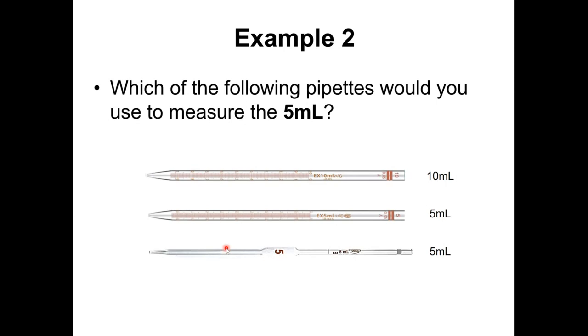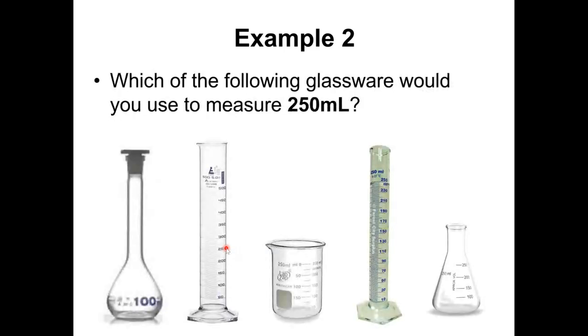So what about measuring the 250 milliliters? Well, that's what you have available now. You have a 100 milliliter volumetric flask, a 500 milliliter graduated cylinder, a 250 milliliter beaker, a 250 milliliter graduated cylinder, and a 250 milliliter Erlenmeyer flask. What is your best option? Well, when you were thinking about how to measure 250 earlier on, you were thinking, hopefully, to use a 250 milliliter volumetric flask, but clearly it is not available.